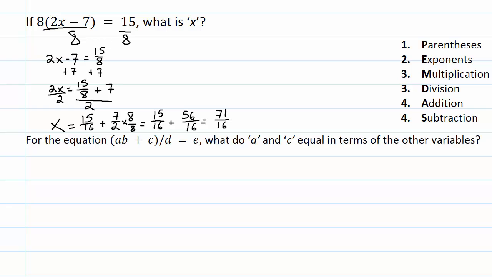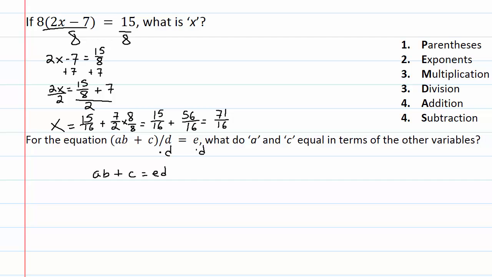The next problem: for the equation (AB plus C) divided by D equals E, what do A and C equal in terms of the other variables? If we start by trying to get A by itself, we see that the A is stuck in parentheses that are being divided by D, so we need to multiply both sides by D. This will give us AB plus C equals E times D.